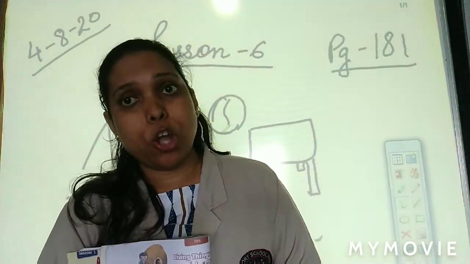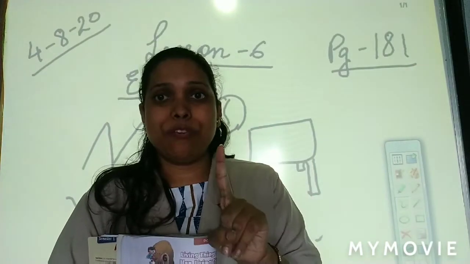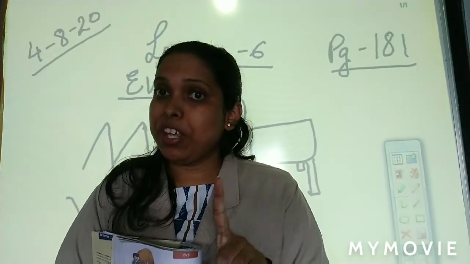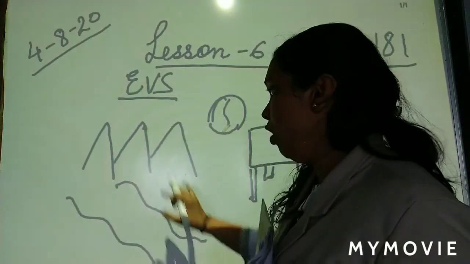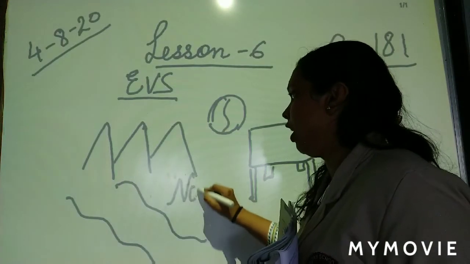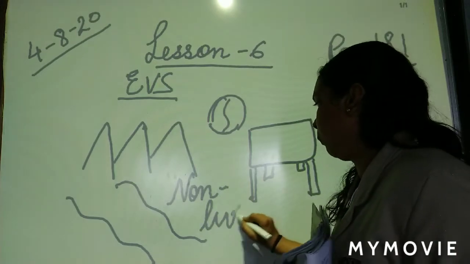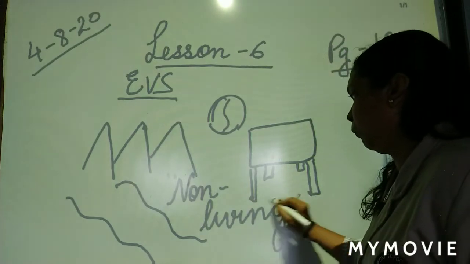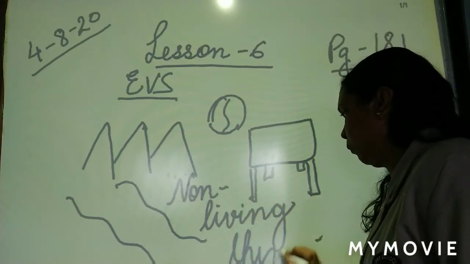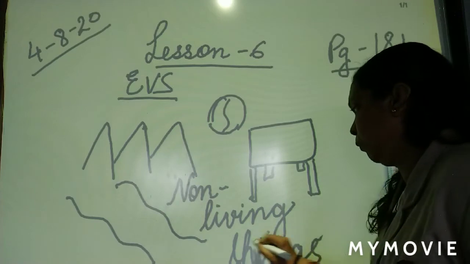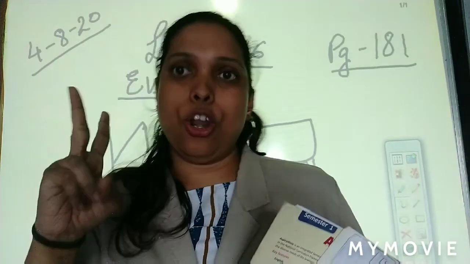How did you know these are all non-living things? Because they cannot breathe. So one difference I have told you, living things can breathe and non-living things cannot breathe. So these are all what? These are all non-living things. So now you know the difference between living and non-living.